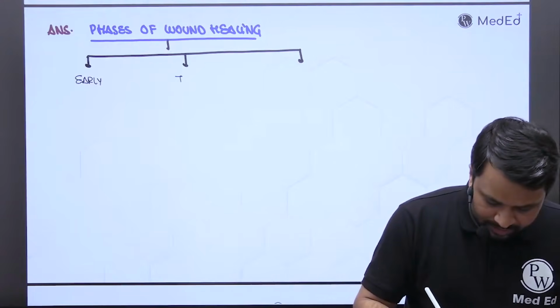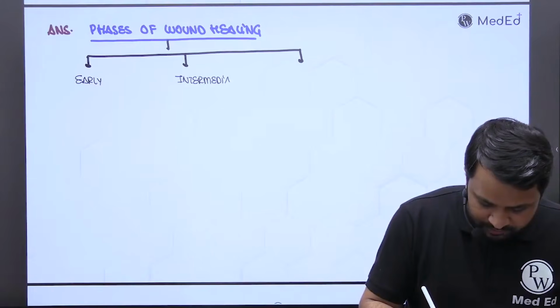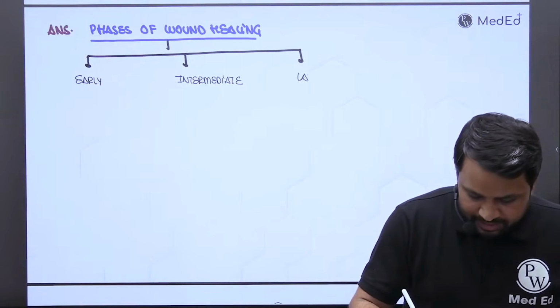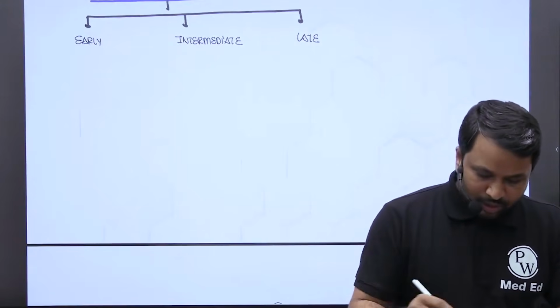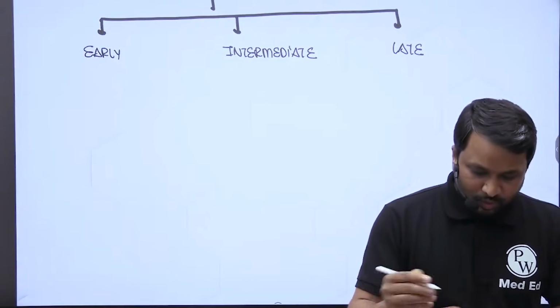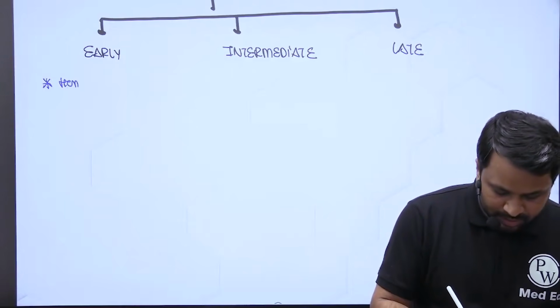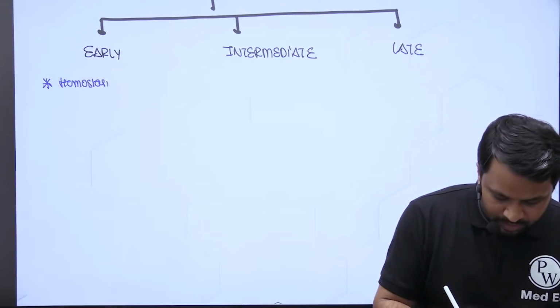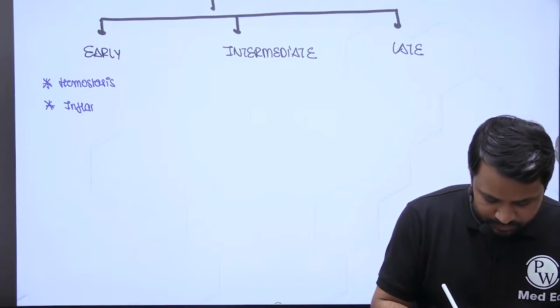You have an intermediate phase. You have an early phase, the intermediate phase, and the late phase of wound healing, right? Now they'll ask you what are the components that present to you as an early phase of the wound healing. In an early phase, the first phase of the wound healing is going to be hemostasis. And the second phase is going to be inflammation.